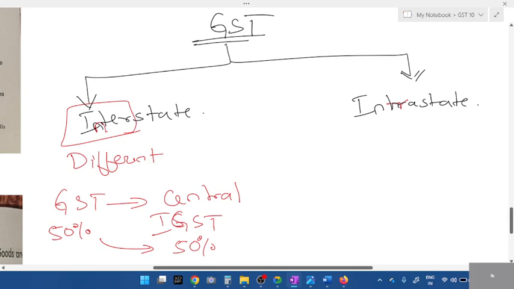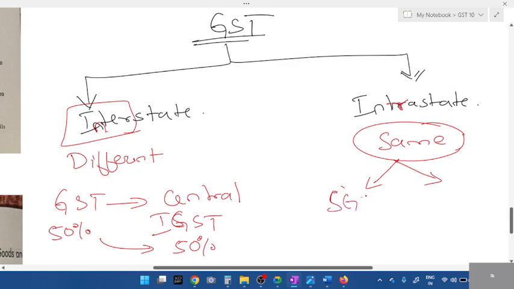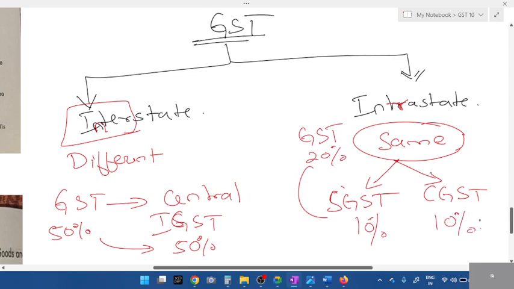If it is intrastate, same or different? Intra is same state. Now, if it is the same state, the GST will get split into how many parts, students? Two parts. It is SGST and CGST. So, if GST is 20%, what is half of it? Each will get how many percent? 10% and 10%. This is the overall concept. You should know how to calculate. Understand the concept, and calculation is important.